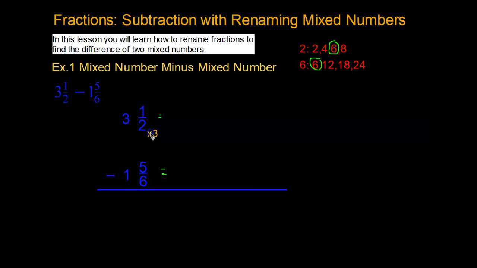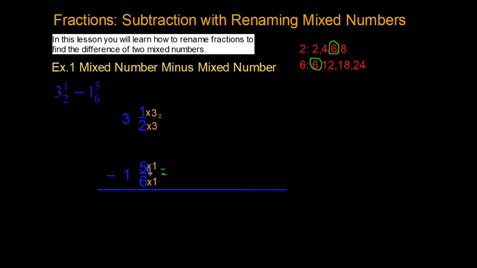So we need to multiply by 3. 2 times 3, and what we multiply the denominator by, we must also multiply the numerator by. So they both get multiplied by 3. Since 5/6 already has a denominator of 6, we can multiply by 1.